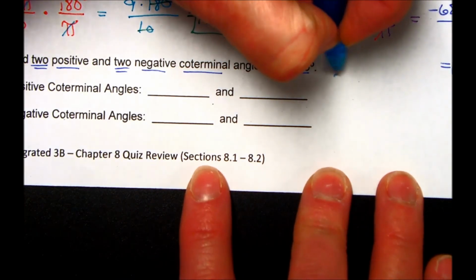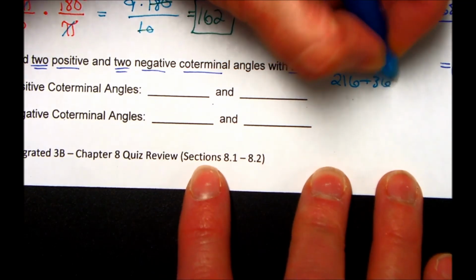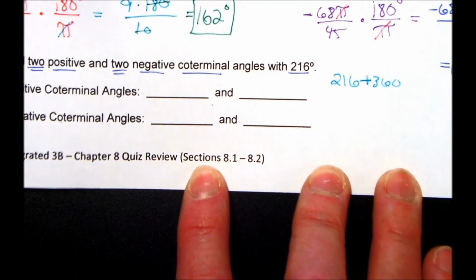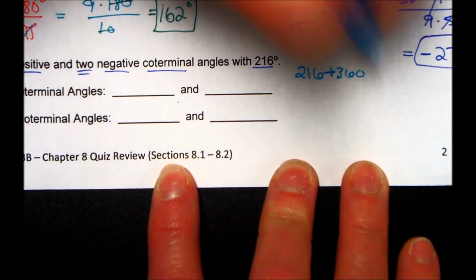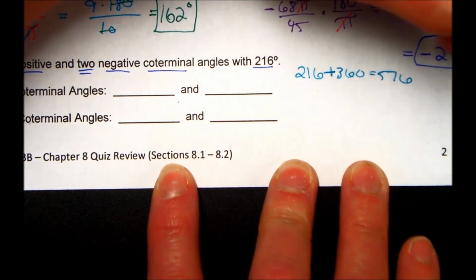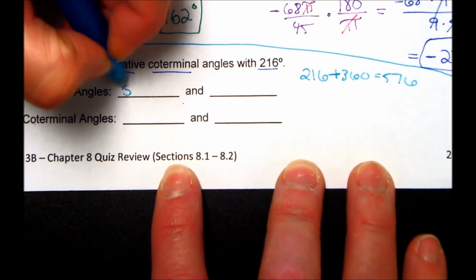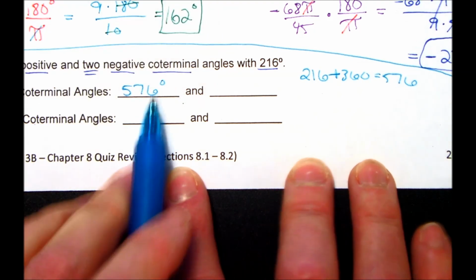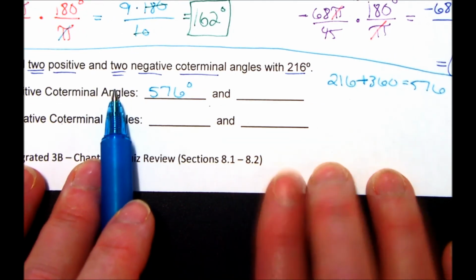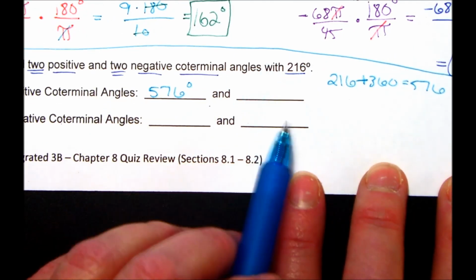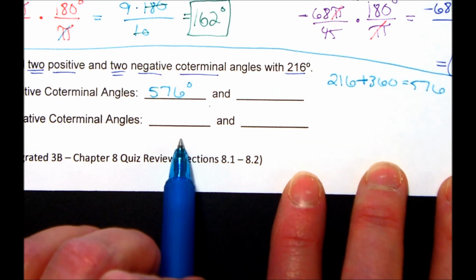You're going to take your 216, and a coterminal angle just means it's going to go around the circle another 360 degrees. So if I add 360 to the 216, we're going to get 576. Separate those 2 columns there. So 576 degrees is 1 positive coterminal angle. Well, if I would like to find another one, if I subtract 360 from 216, that's going to give me a negative coterminal angle.